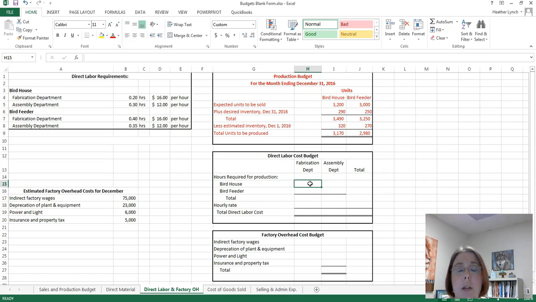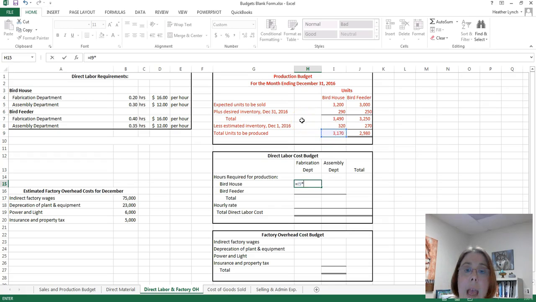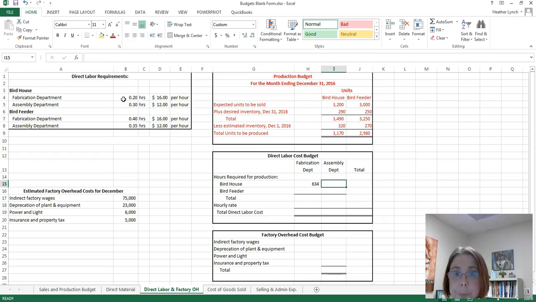So first I need to know the hours required for production. So we're going to look at first the birdhouse for fabrication. So we still have those units that we need to produce, that 3,170, times the 0.20 hours needed to complete it. If I go to the assembly department, I have that 3,170 that I'm going to produce, and it takes 0.30 hours.